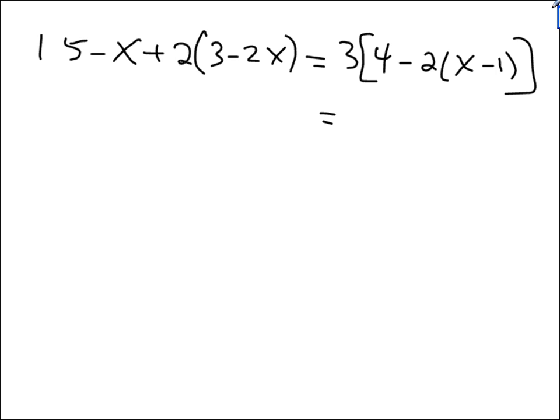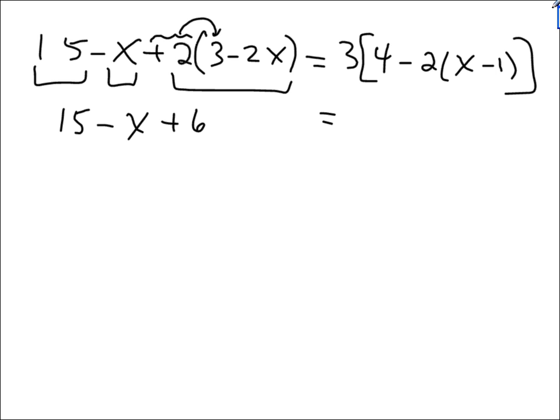Let's clean up the left side. It's this term minus this term plus that term. The first 2 terms are straightforward. 15 is 15 and x is x. Now, we can probably think of this as positive 2. Positive 2 times 3 is positive 6. And positive 2 times negative 2x is negative 4x. So all our terms in this second line are all cleaned up.